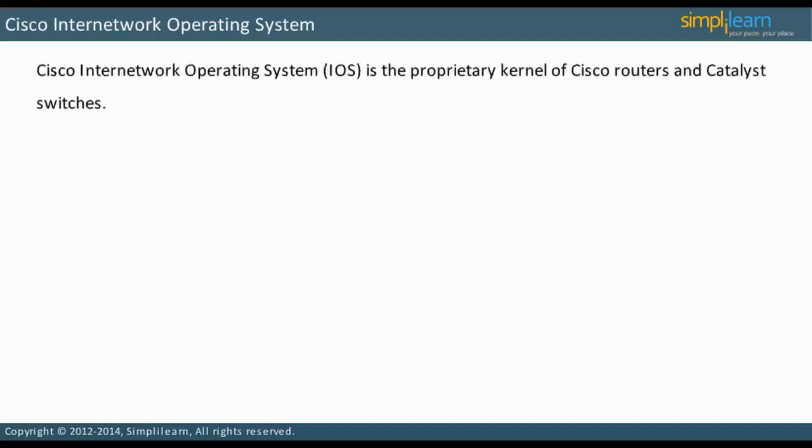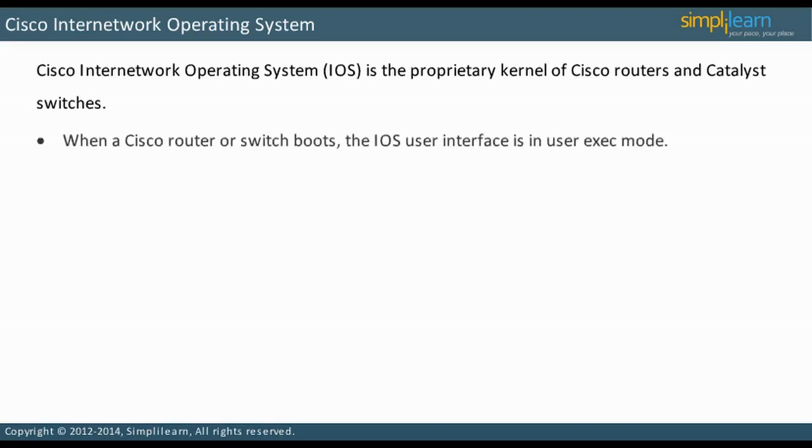The Cisco Internet Operating System, IOS, is the proprietary kernel of Cisco routers and Catalyst switches. This kernel provides routing, switching, internetworking, and telecommunications. The IOS is based on Unix and Linux, so some of the file system commands may be familiar.